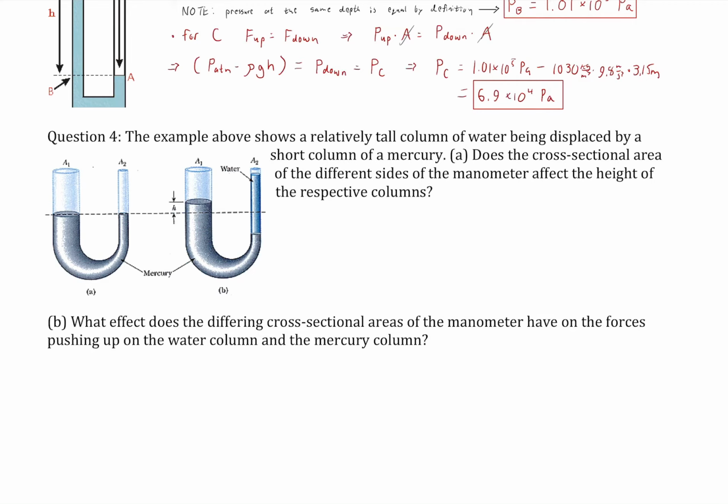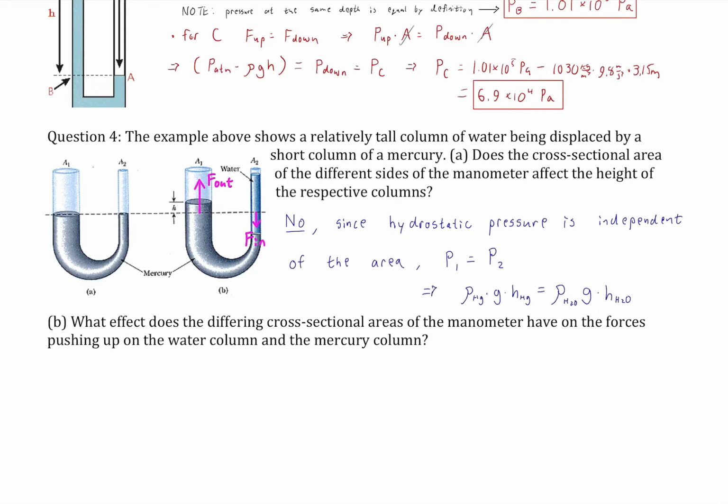So, question 4. The example above shows a relatively tall column of water being displaced by a short column of mercury. Does the cross-sectional area of the different sides of the manometer affect the heights of the respective columns? No, definitely not. Hydrostatic pressure is independent of area. P1 equals P2, right? We have this idea that we have an equal pressure line. They have to be equal to each other. In other words, the hydrostatic pressure, density of mercury times gravity times the height of mercury, right? A small height, must be equal to the density of water times gravity times the height of water, a much larger height. The area cannot matter. The fact that A1 equals A2 can't matter.